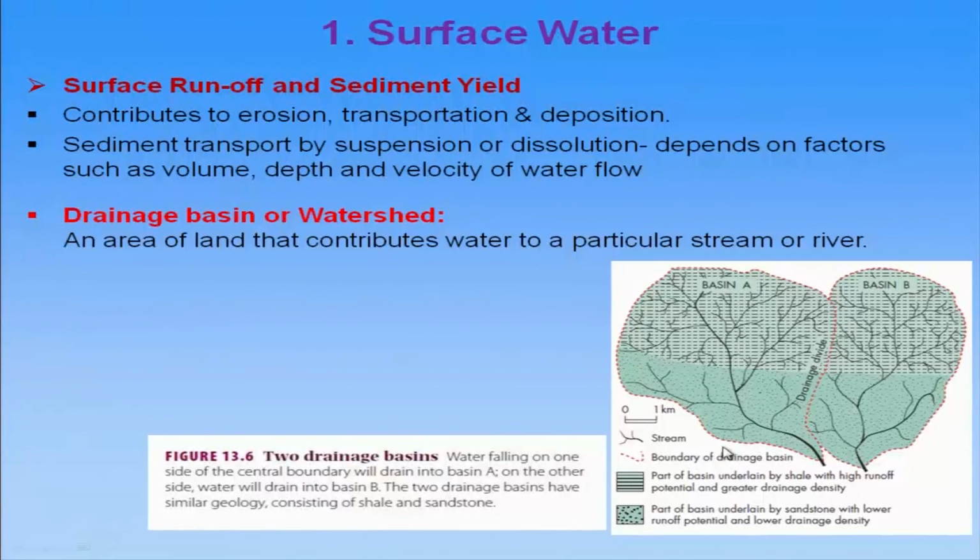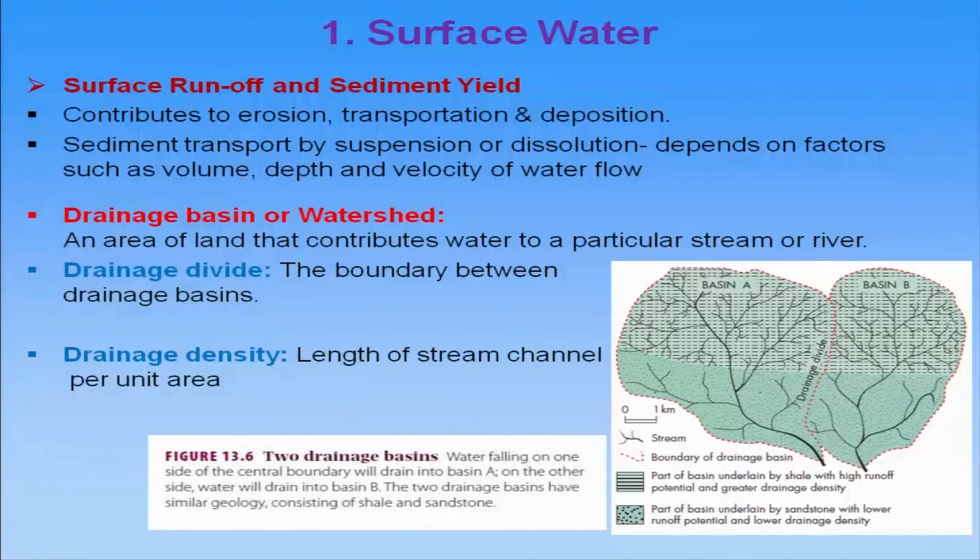This part, okay. And this one, that is the upper part, this one. So more of the drainage density has been seen in the upper part, and this is occupied by the shale. Now the part of the basin underlain by sandstone has lower runoff potential and lower drainage density.